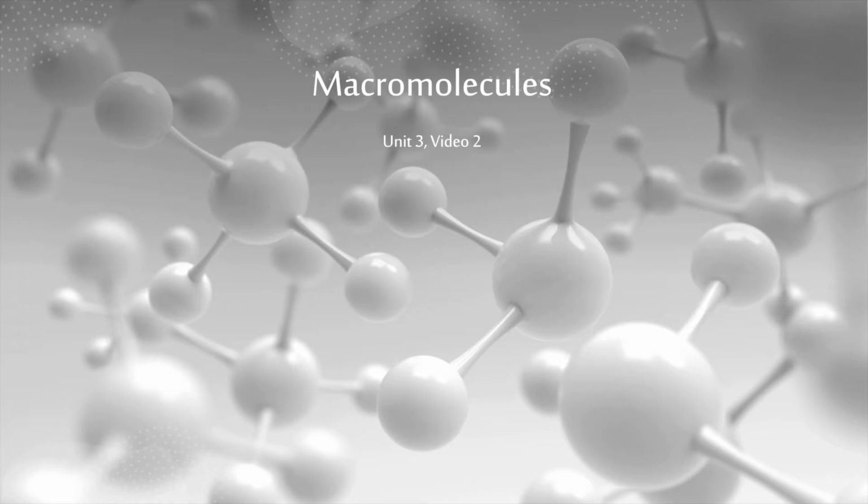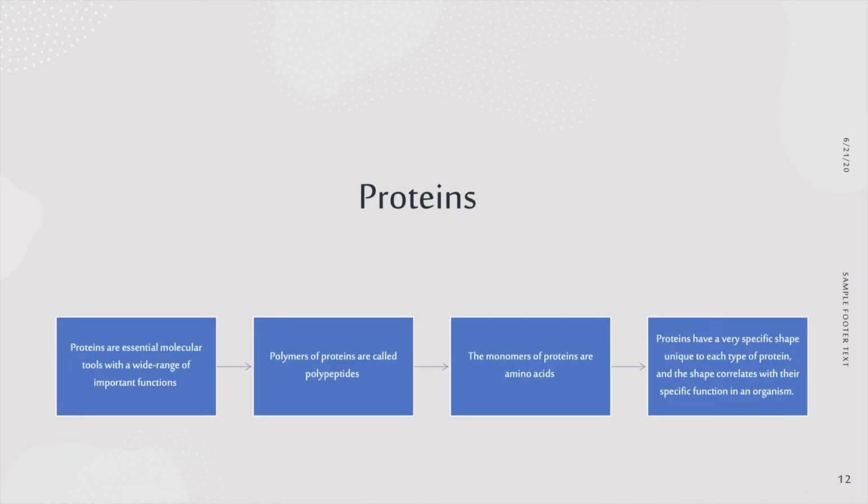In today's video, we will finish up talking about macromolecules. Proteins are essential molecular tools with a wide range of important functions. The polymers of proteins are called polypeptides. The monomers of proteins are called amino acids. Proteins have a very specific shape, unique to each type of protein, and the shape correlates with their specific function in an organism.